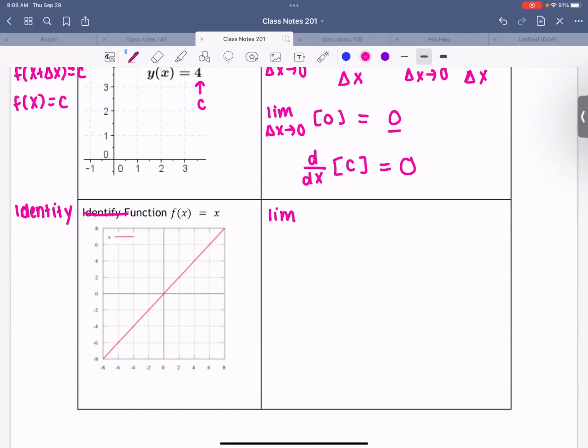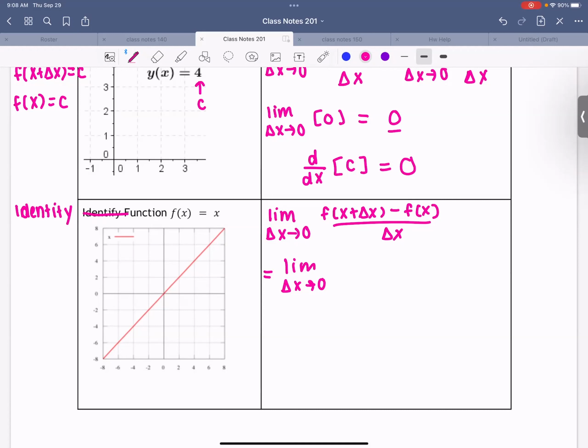Well, we have our limit definition. We have f of x plus delta x minus f of x over delta x. Okay. Well, let's see if we can figure out these values. Okay. If my function is the identity function, which means it maps everything to itself, what is f of x plus delta x?